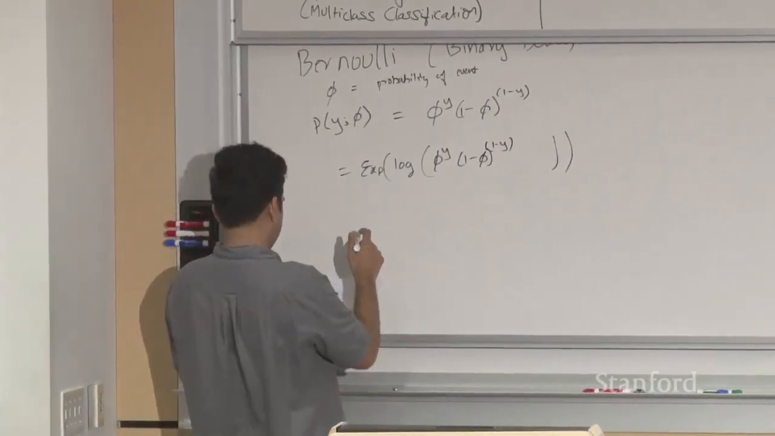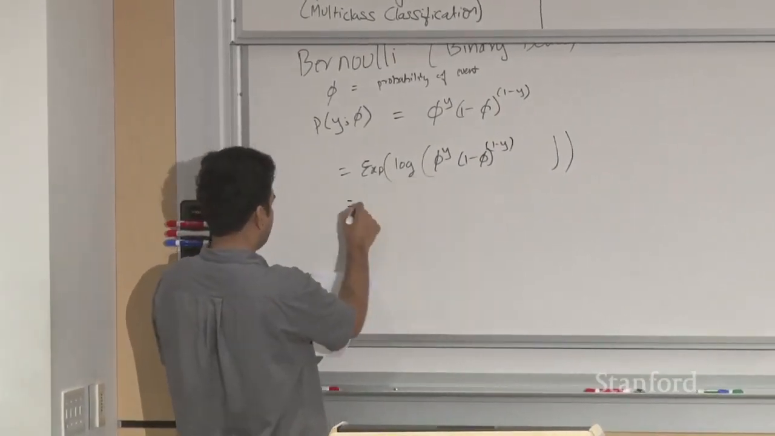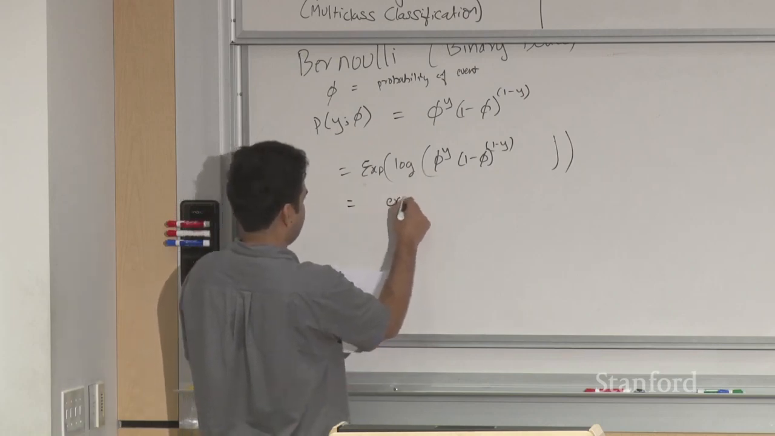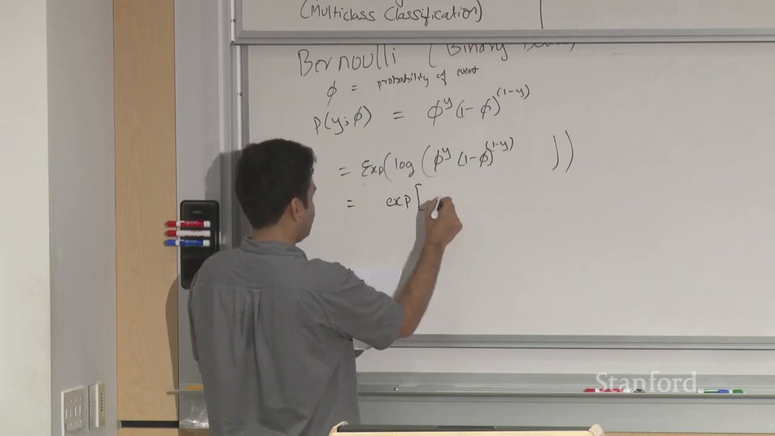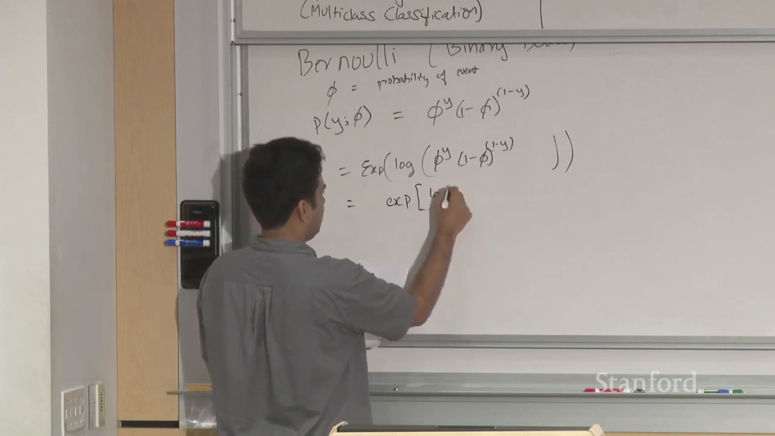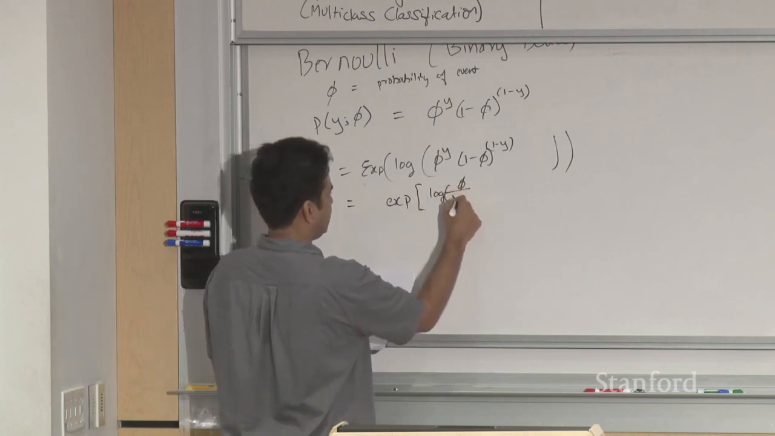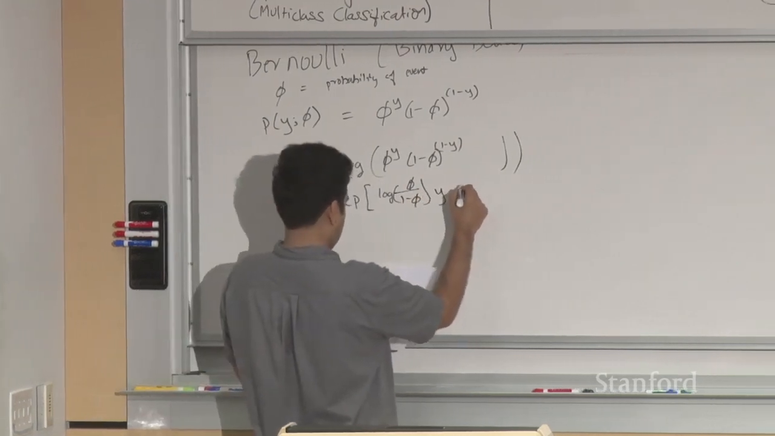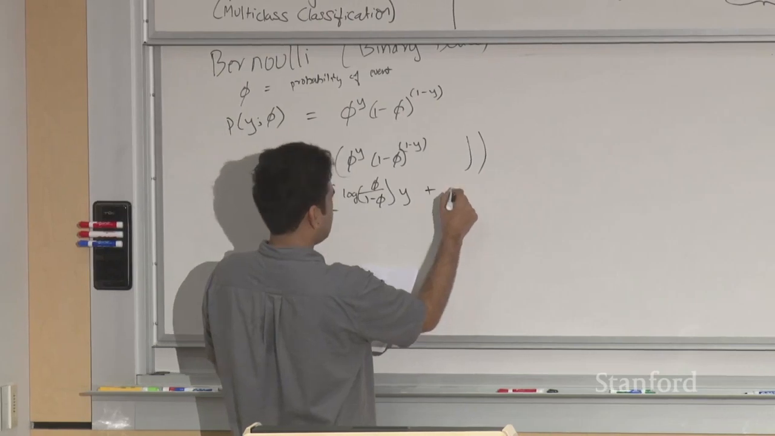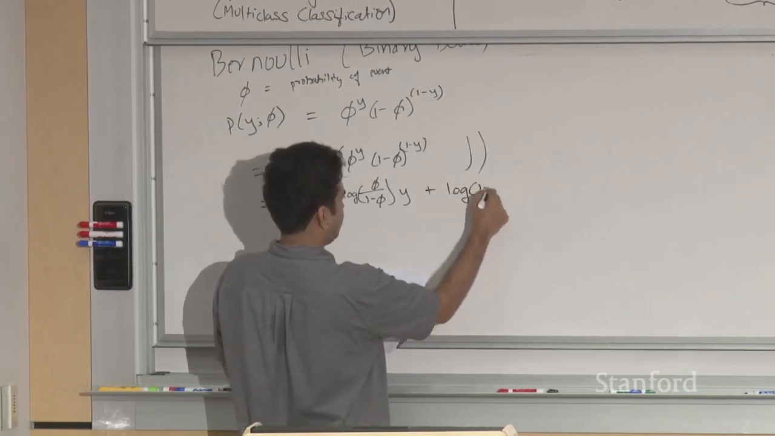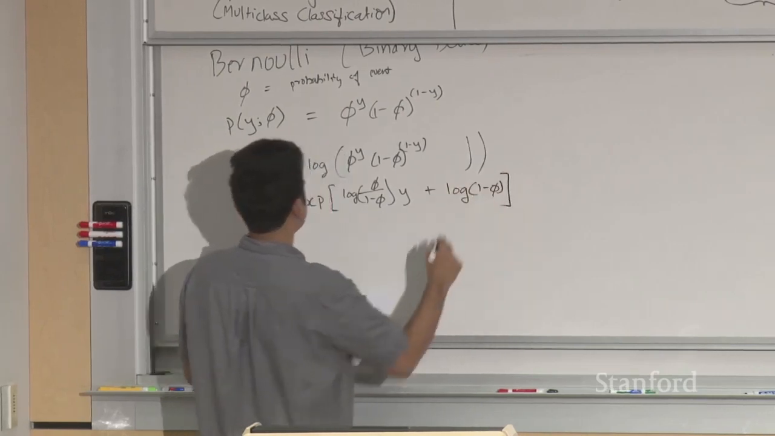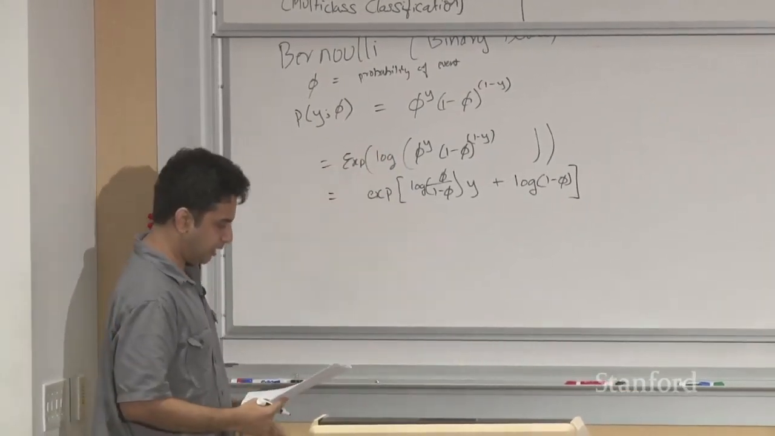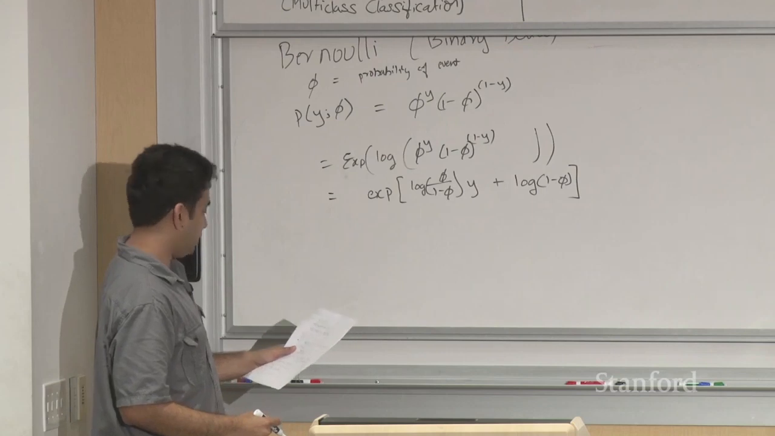And if you do some more algebra on this, we will see that this turns out to be exp of log phi over 1 minus phi times y plus log of 1 minus phi. Right? It's pretty straightforward to go from here to here. I'll let you guys verify it yourself.